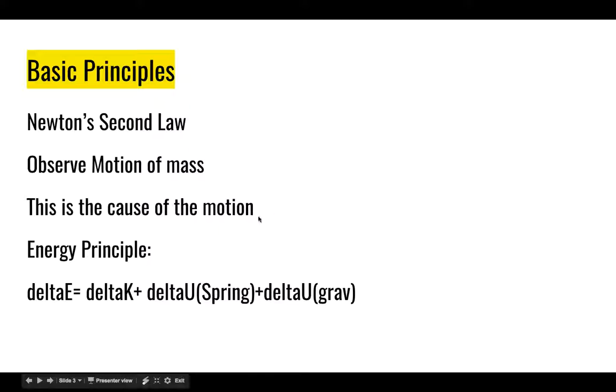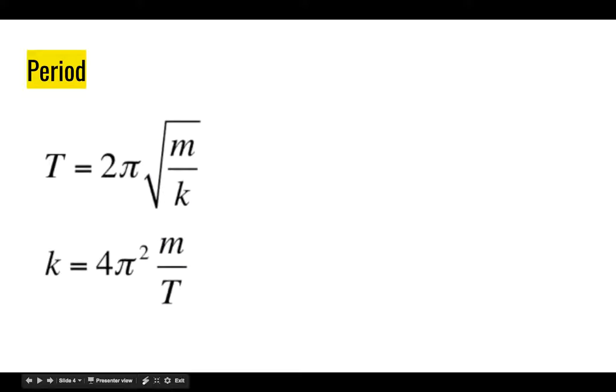We have that delta E is equal to delta K plus delta U of the spring plus delta U gravitational. For our period, we have that T is equal to 2 pi times the square root of m over K. And for K, our spring stiffness, we get K is equal to 4 pi squared times m over T squared. Through this equation, we get 6.86 as our spring stiffness.